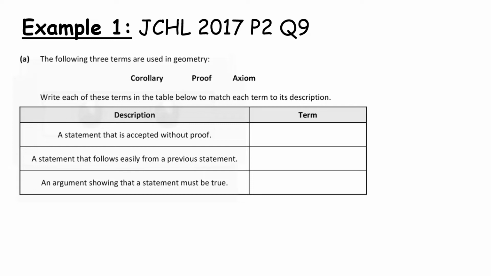The following 3 terms are used in geometry: corollary, proof and axiom. Write each of these terms in the table below to match an entry to its description. So the first thing is a statement which we accept without proof, and that's called an axiom. A statement that follows easily from a previous statement. So that's a corollary. So we said that that was kind of like an add-on to a theorem or previous proof. And an argument showing that the statement must be true, that itself is our proof.